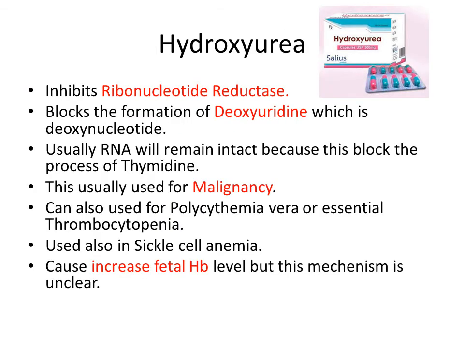The drug that inhibits the activity of ribonucleotide reductase is hydroxyurea. This blocks the formation of deoxyuridine, which is the deoxynucleotide. Usually RNA will remain intact because this blocking process is only for thymidine. So thymidine we cannot use in RNA, so RNA will remain intact.